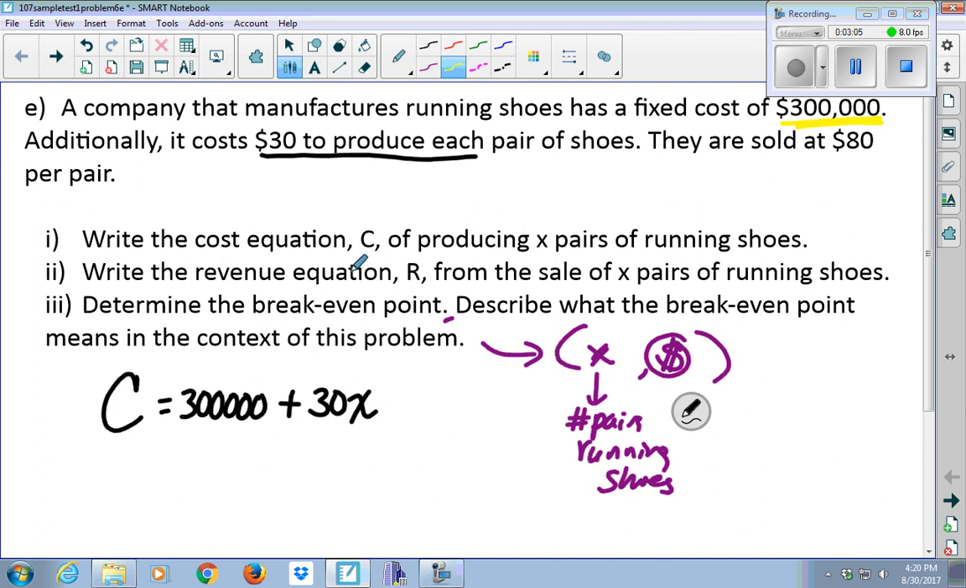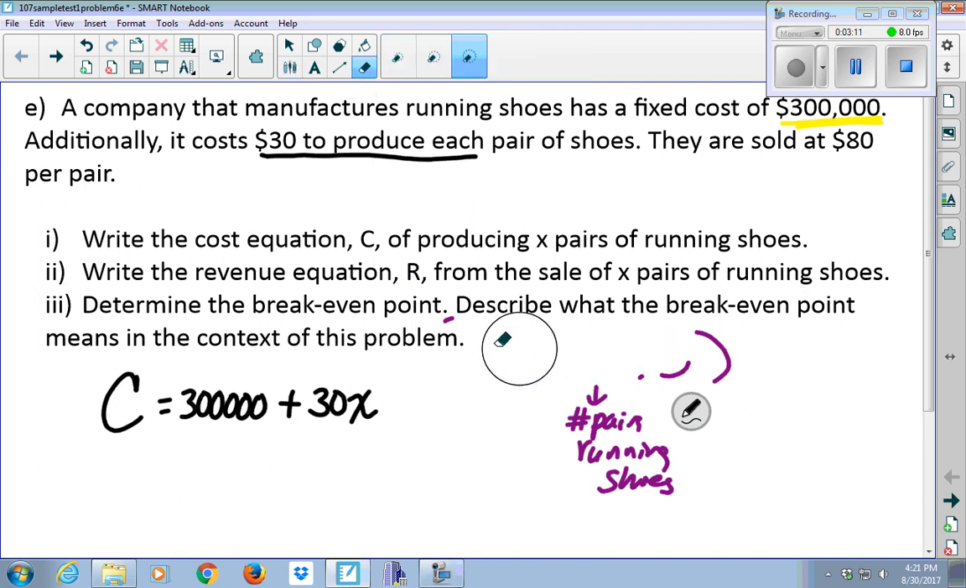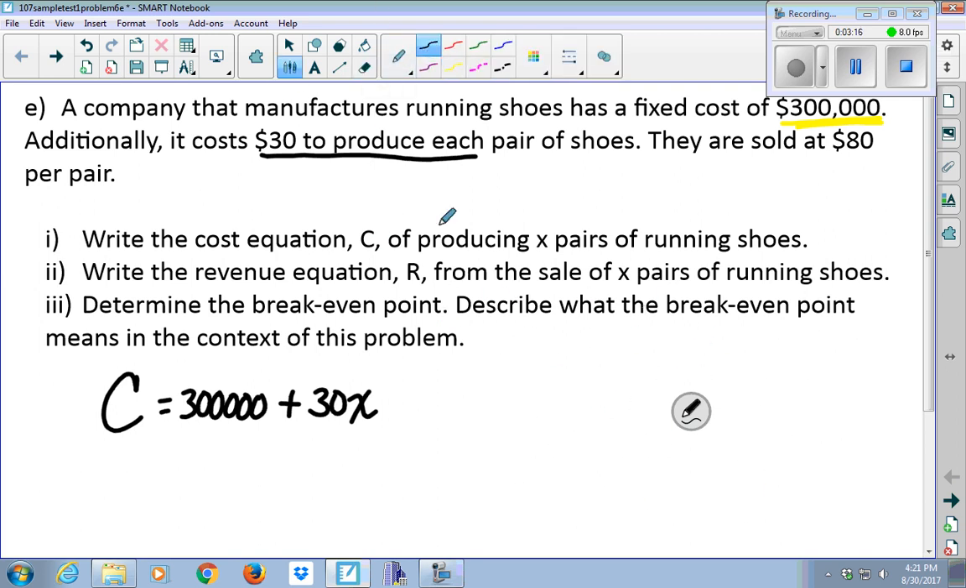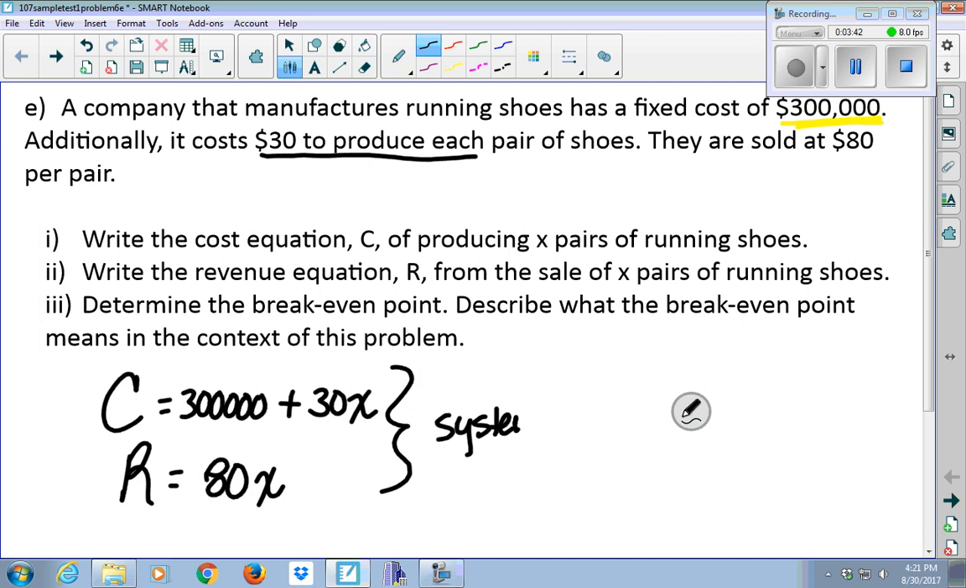2, write the revenue equation. Let's go back here just for a second and give ourselves a little space. So that was just at the beginning. All right, so now let's write the revenue equation, which is how much money the company takes in from selling x pairs of shoes. So it's going to cost them $30 for each pair, but they get to sell each pair at $80 per pair. So this is the revenue and this is the cost. And this is our system of linear equations.